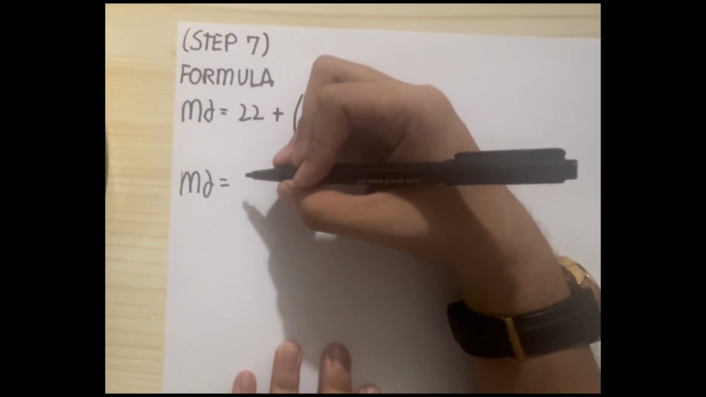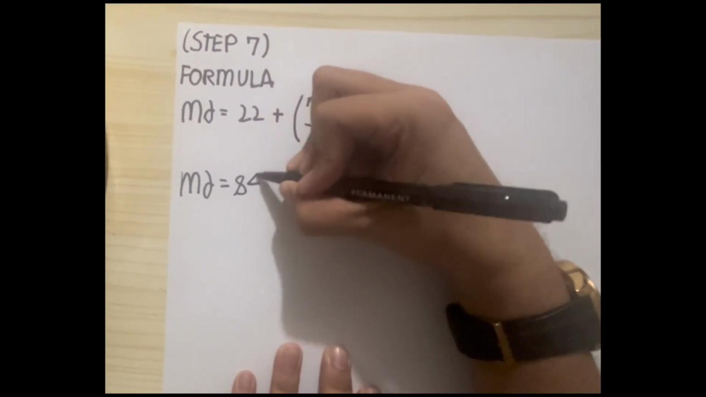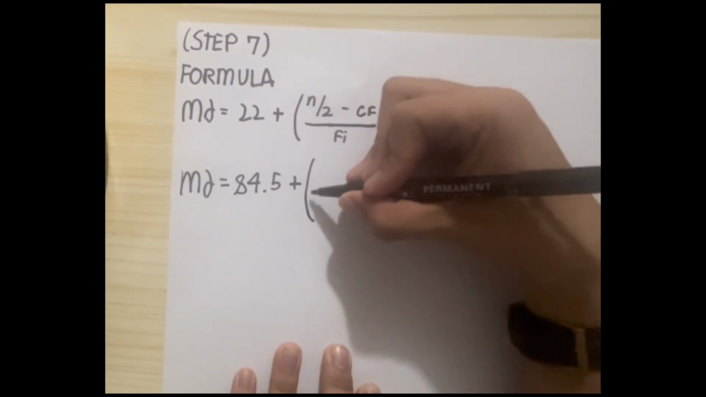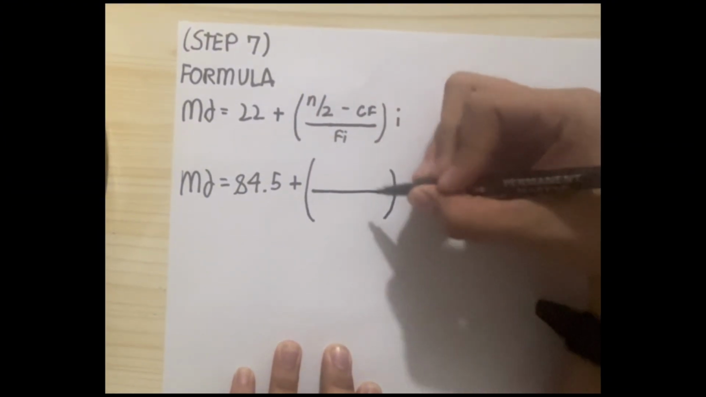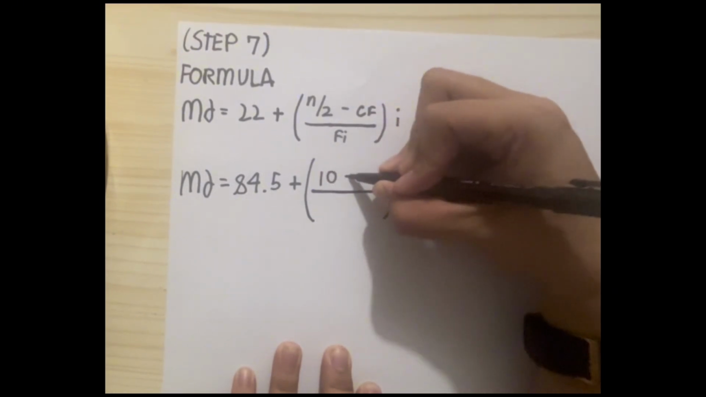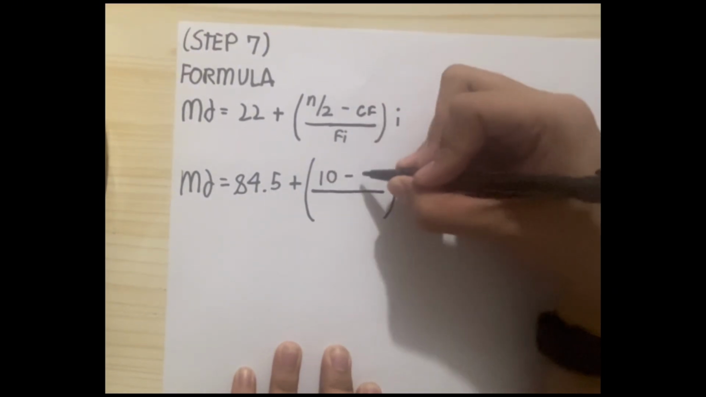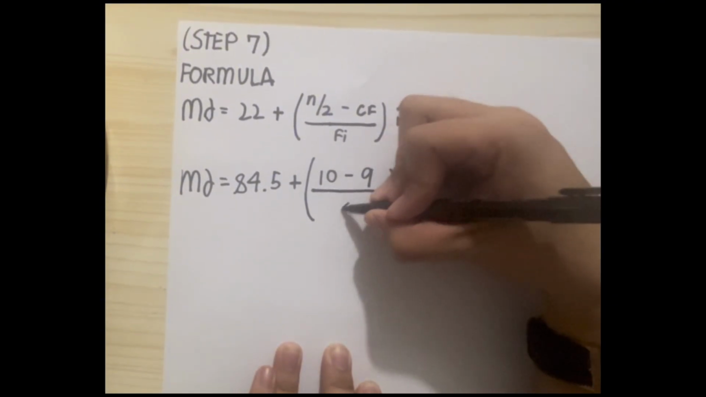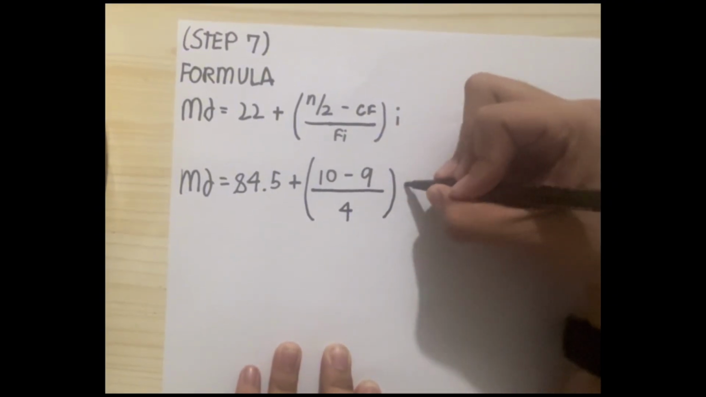So our lower limit is 84.5 plus parenthesis. Our n over 2 is 10 and our cumulative frequency is 9. Our frequency on the other hand is 4 and our interval is 2.